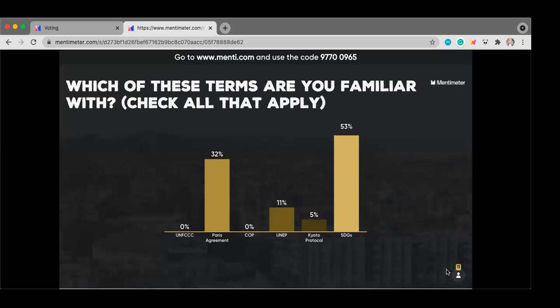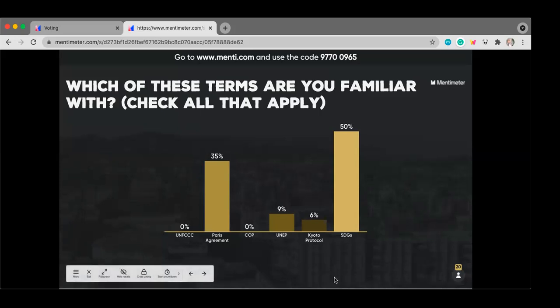So we see that here, most of you guys are already familiar with SDGs, some familiar with Paris Agreement and UNEP and Kyoto Protocol, but none of you is familiar with the UNFCCC and COP, which is interesting because the topic today is actually more about COP and UNFCCC. Okay, so half of you are aware of SDGs.